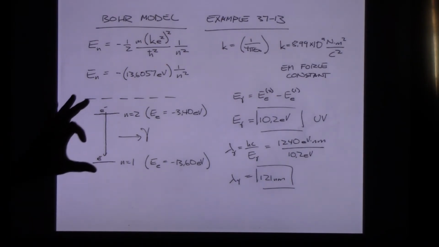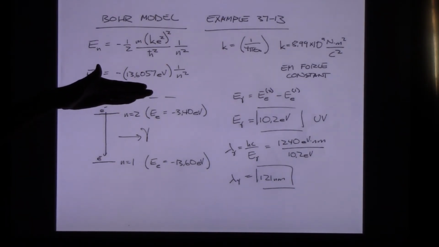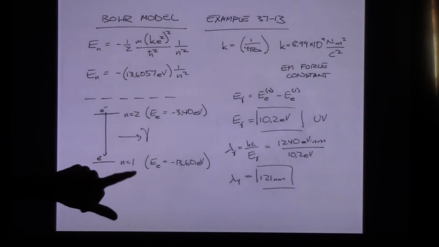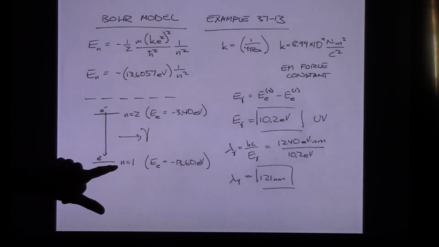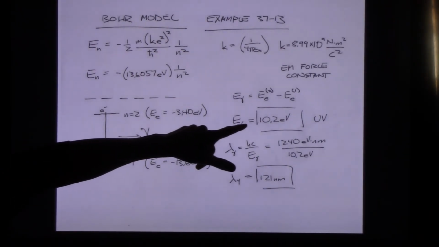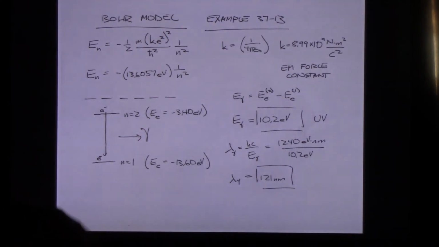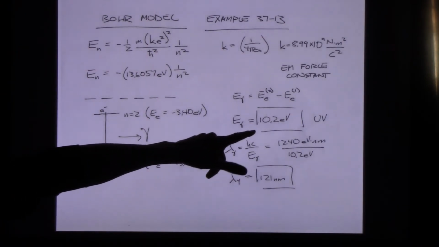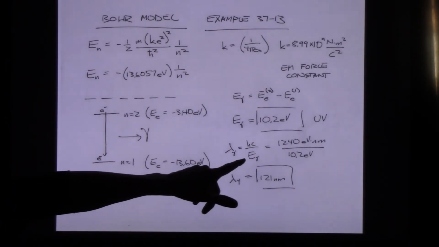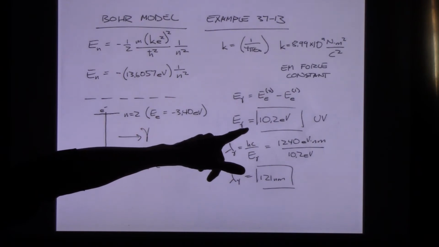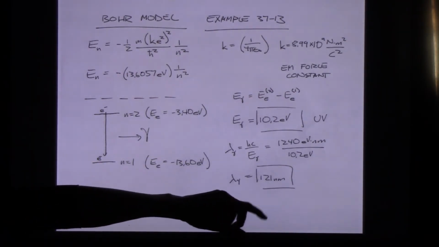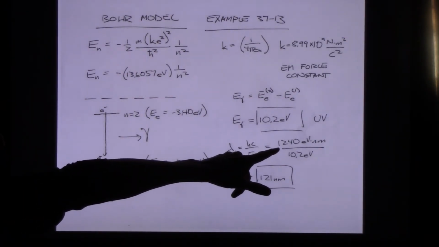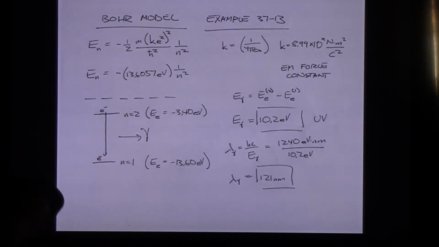Now, what we can do then is find out how much energy we have in state number 2. That's negative 3.4 eV. State number 1, negative 13.6. The difference is 10.2. It's taking a negative and subtracting something that's more negative to get a positive. And that's the energy of the photon. That is in the UV part of the spectrum. Using my 1240 conversion, that worked out to be 121 nanometers. Again, the UV part of the spectrum.